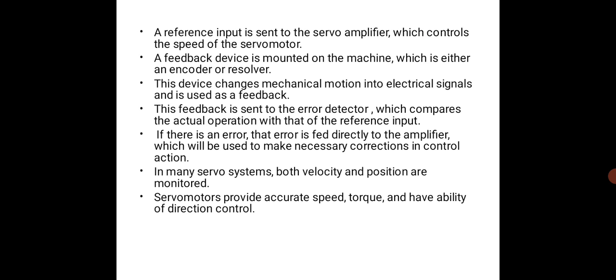A feedback device is mounted on the machine. This is either an encoder or resolver. This device changes mechanical motion into electrical signals and it is used as feedback. This feedback is sent to the error detector, which will compare the actual operation with that of the reference input. If there is an error, then the error is fed directly to the amplifier, which will be used to make necessary corrections in the control action.